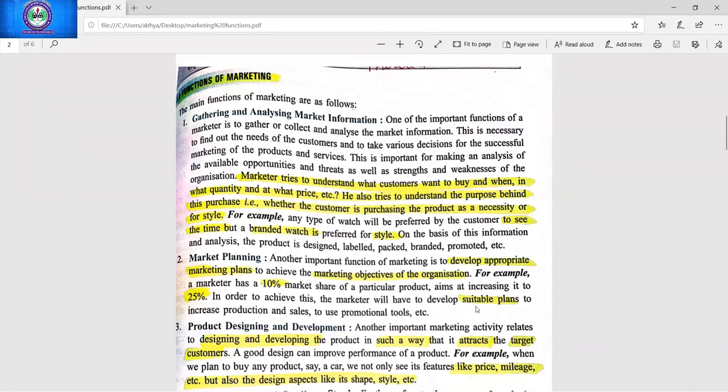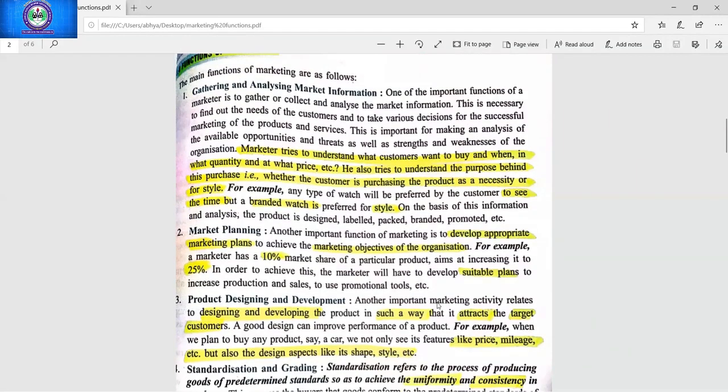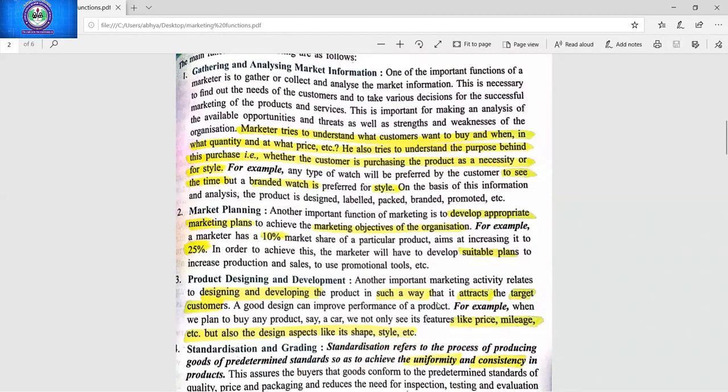Okay. So after gathering and analyzing market information, the next step is market planning. As we all know, a marketer, before starting the production, has to do some planning, meaning deciding in advance what is to be done. So whatever the needs are identified, and he has thought to satisfy those needs, regarding those needs, now he has to make the plan.